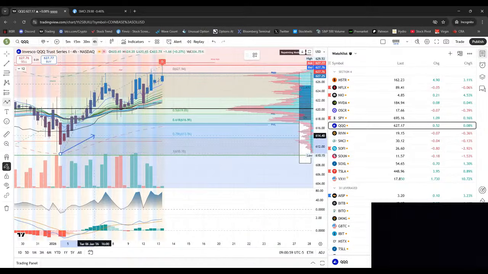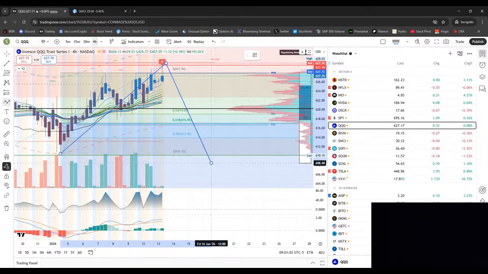So this was the lowest point. The market went here and it will go below this point right here. That's where the liquidity sweep will be, right in this area, and then it starts upside again.